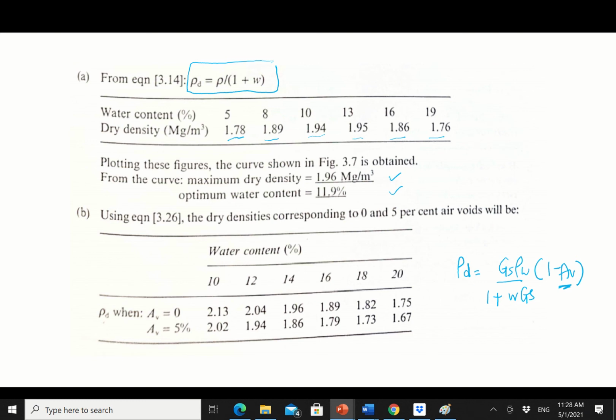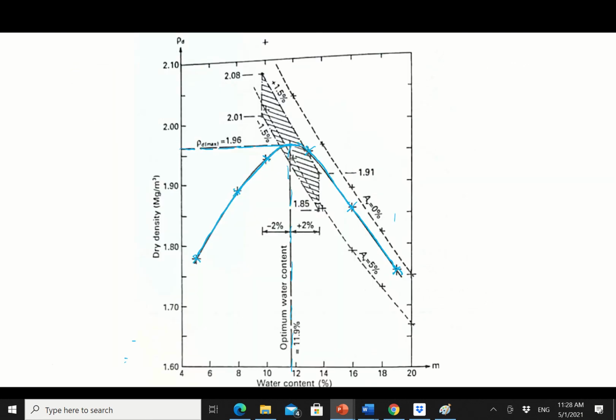In this solution, the suggestion is to use 10% water content, 12%, 14, 16, 18, and 20. The solution gives you one table showing all the values for 0% air void and all the values for 5% air void. So get all the values for dry density, and then you get all of these points. These are the points for 0% air void content.